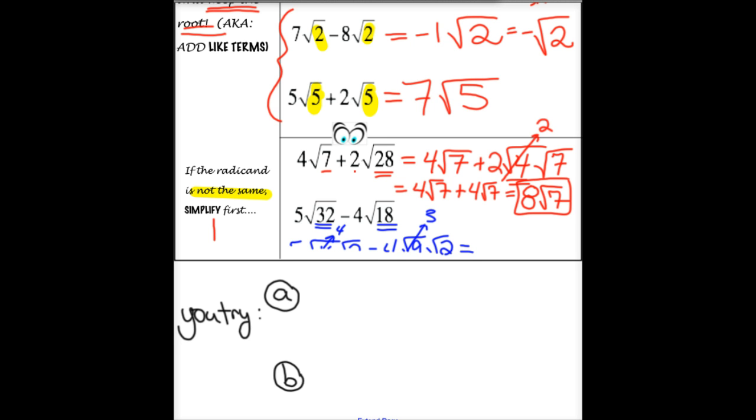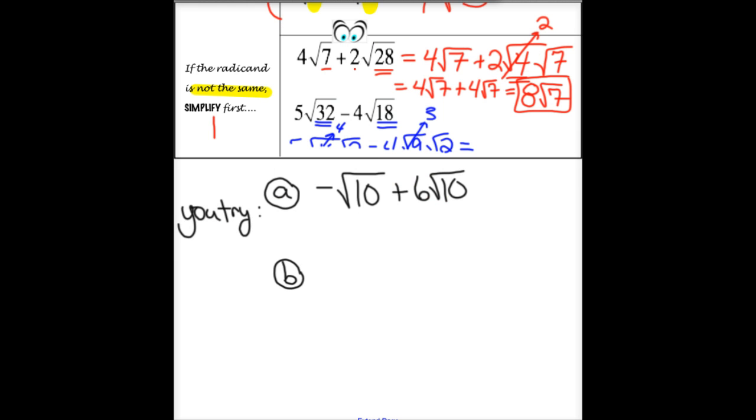The first one I'd like you to try is negative root 10 plus 6 root 10. Just go ahead and write it down, but don't do it yet. And then I'd also like you to try this one. I just dropped my pen. Barnacles. All right, so I've got 2. And I think I'll do root 50. Let's do a subtraction. And I'm going to do 5 root 8. I'd like you to try each of those.